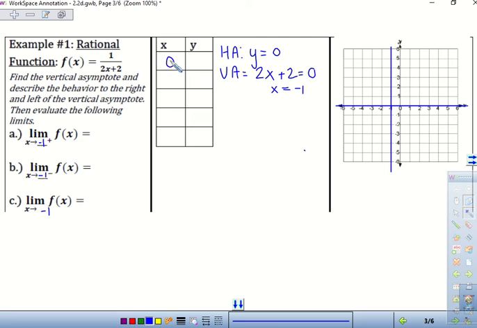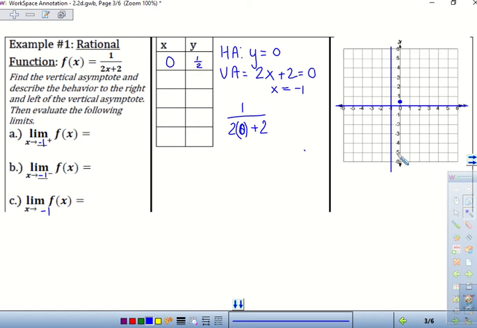I'm going to start by plugging in a 0 into my function. So if you want to, you can write out the steps for plugging in 0, but you don't need to. Okay, I know you can do it in the calculator, and that's fine. So that's going to give me a 1/2 when I plug in 0. So I have a point at 0, 1/2.